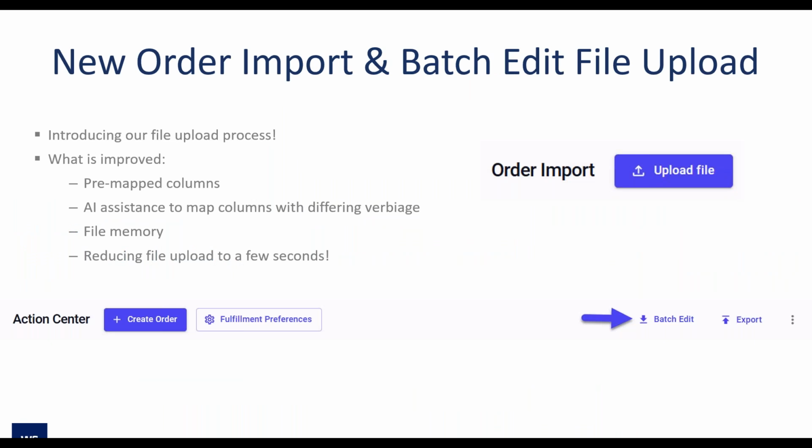If you use our order import feature, or if you use batch edit file upload, you will notice that the UI has changed, right? We had this new UI, and then for a little while, we had the old UI there, so it was called flat file. But this new UI is really an improved way to upload orders. What's been improved is that the columns are pre-mapped. There's some AI assistance to map columns with different verbiage. The file memory is better, and it reduces the file upload to a few seconds. So really helpful feature here.